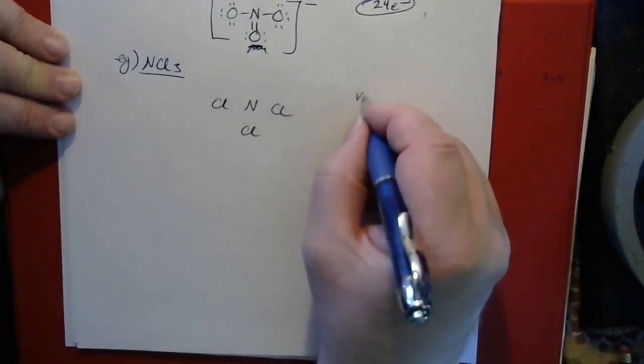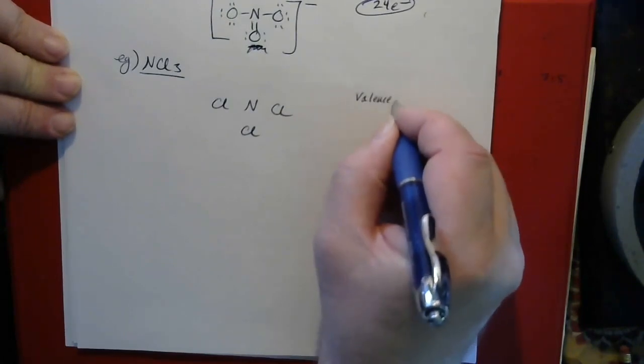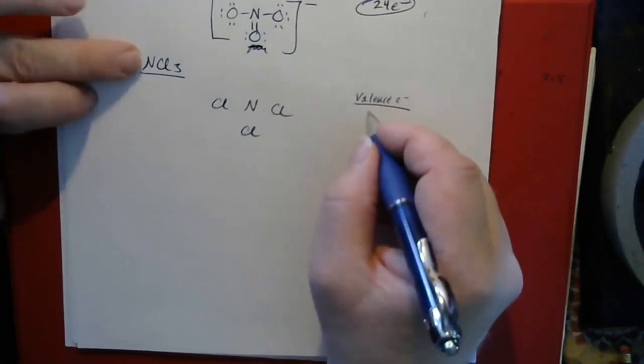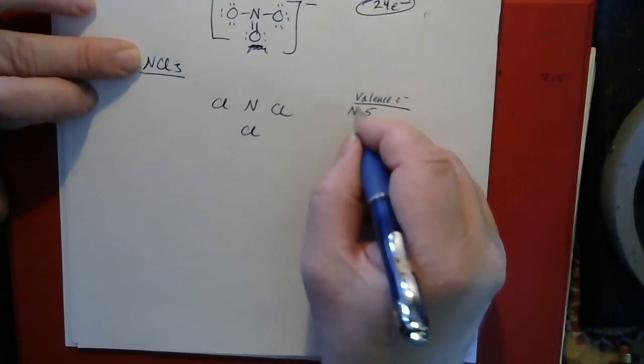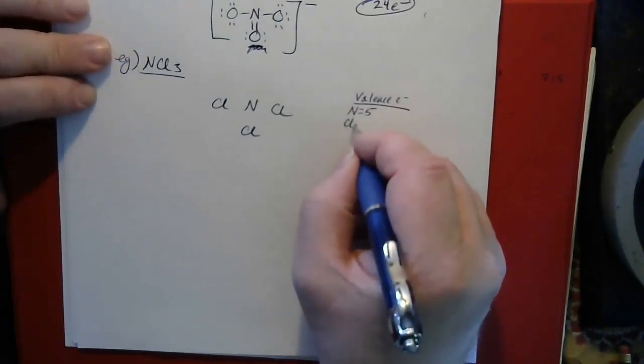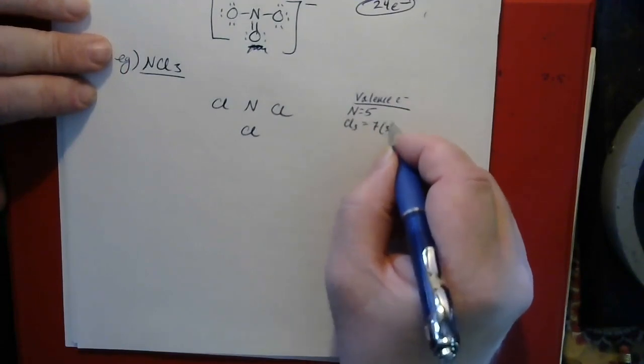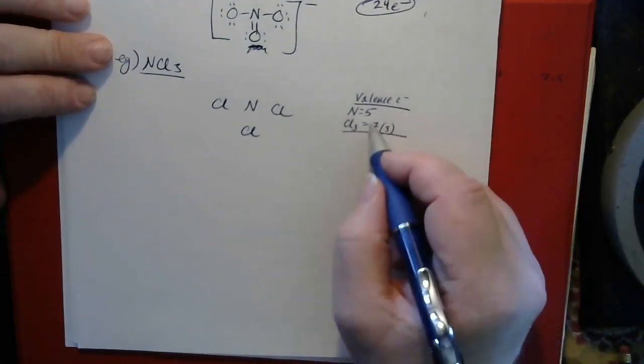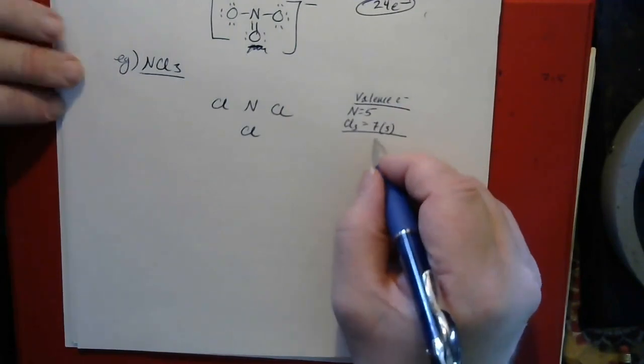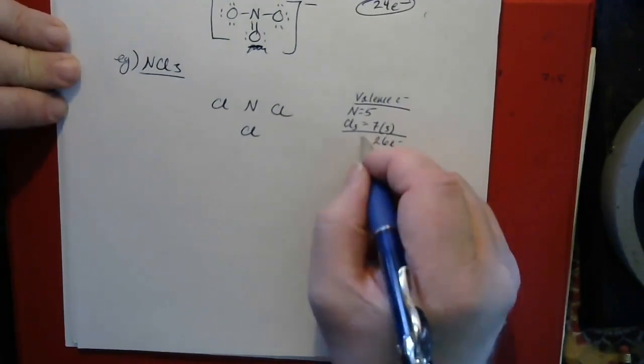For the valence electrons, we've got nitrogen, which has 5. And we've got chlorines, which have 7 each, but there are 3 of them. So that's 21 for them plus 5. That would be 26 total.